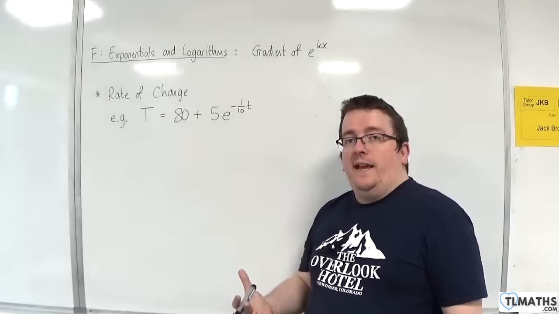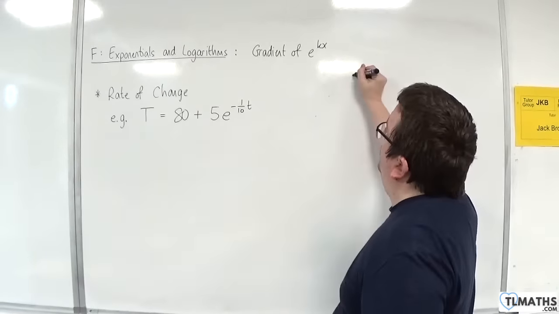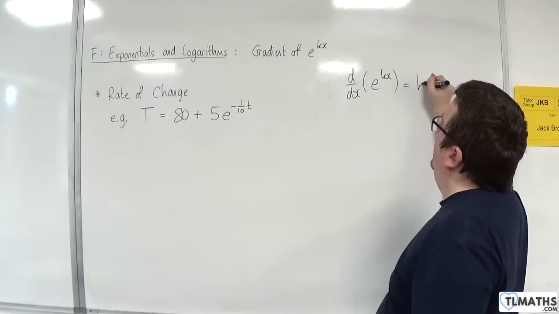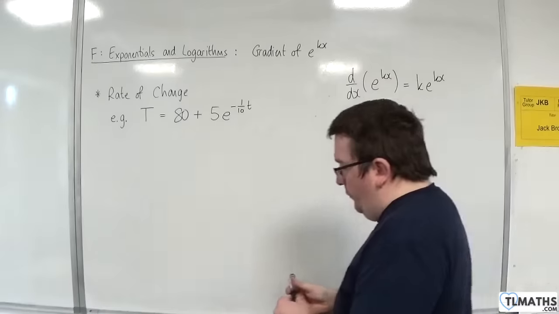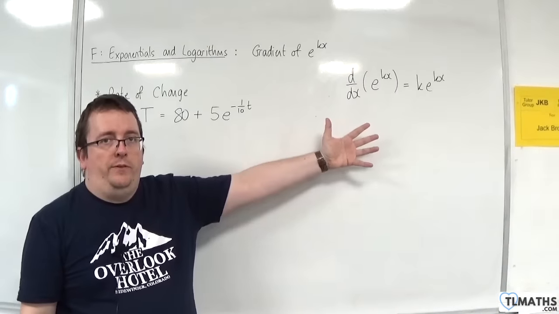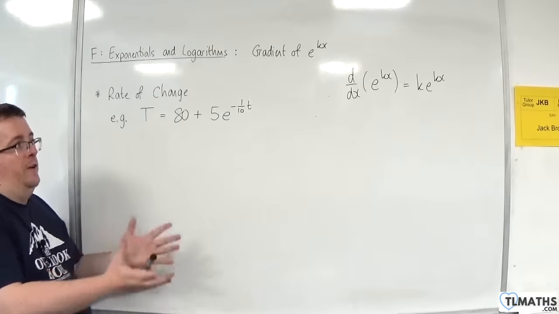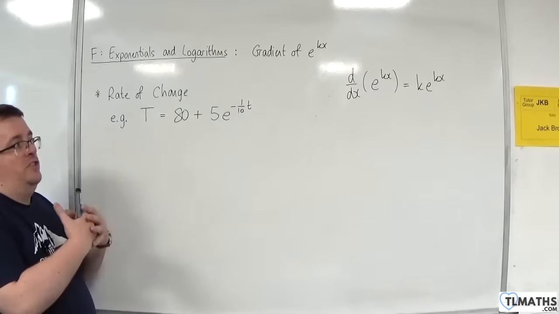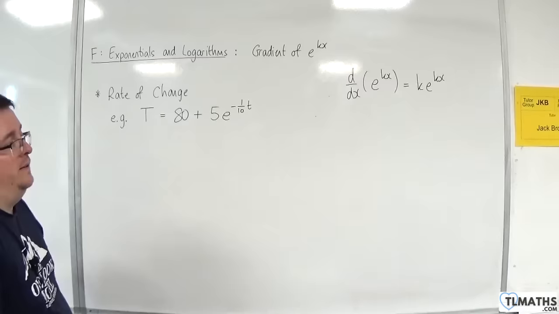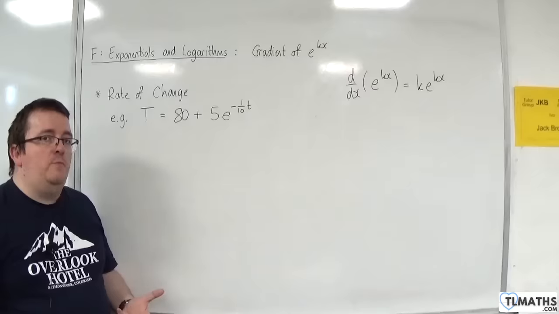Now, the gradient of e to the kx is actually AS material, which is a little bit strange, but essentially d by dx of e to the kx is k e to the kx. Second year A-level maths students should know that this is the chain rule being applied here, but at AS and in first year you don't learn it like that. You just know that essentially the coefficient of x comes down to the front. So this is most often seen at this level within exponential growth and decay problems.